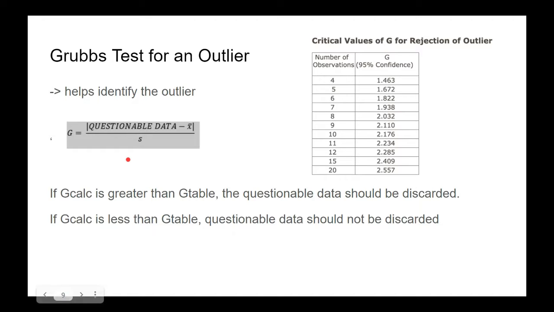If the G-calc is greater than your G table, then the questionable data should be discarded. Okay? Meaning you can just forget about it. If the G calc is less than G table, then the questionable data should not be discarded. That's the one that you should take into account.